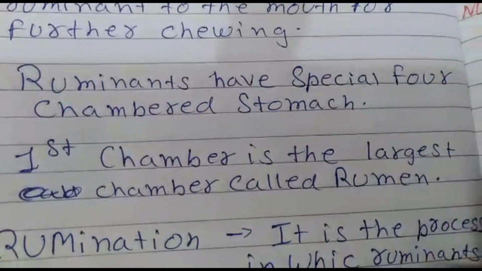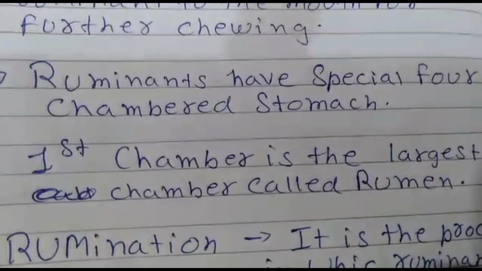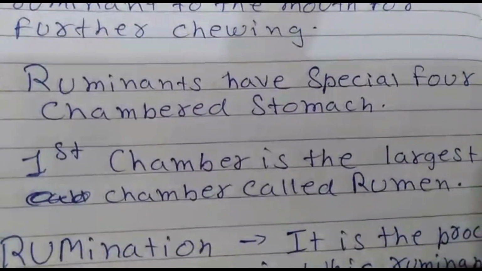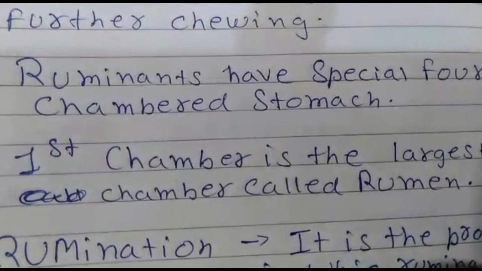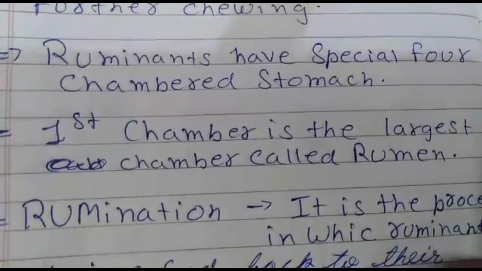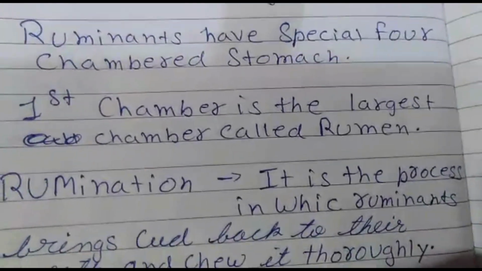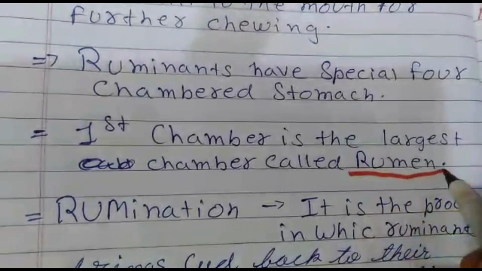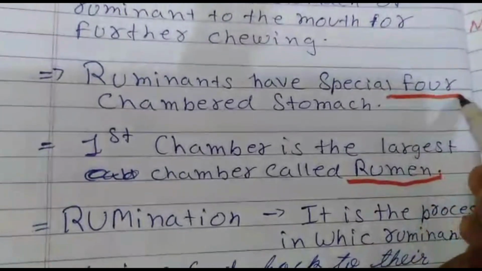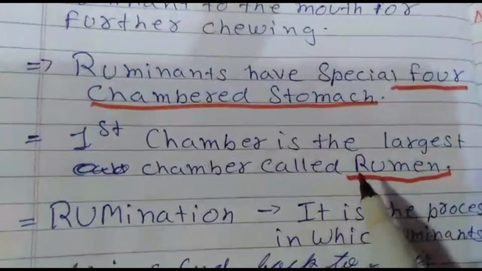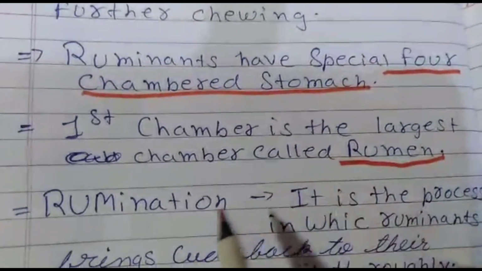The first chamber is the largest chamber, called the rumen. The first chamber of the stomach is the largest chamber and that chamber is called the rumen. Do you get it, students? Rumen, four-chambered stomach. These are the very important points regarding the animals, ruminants.